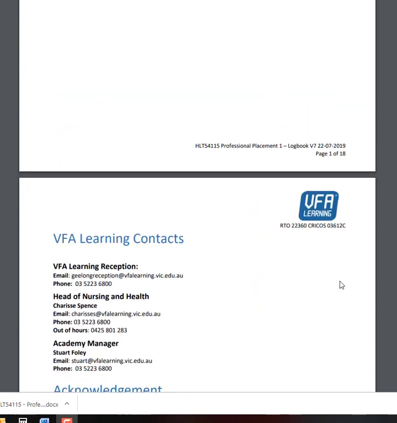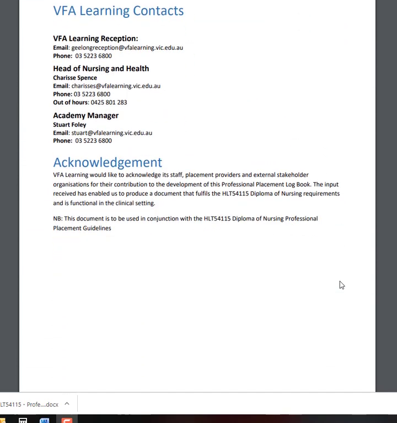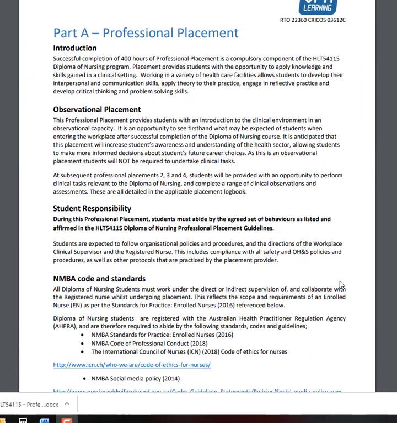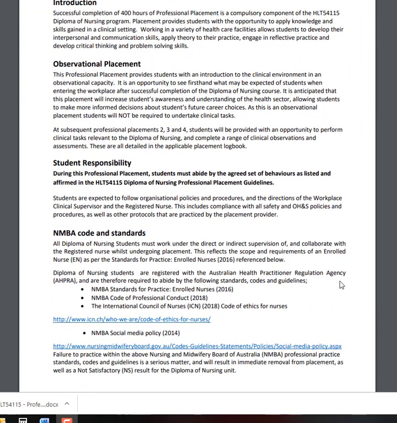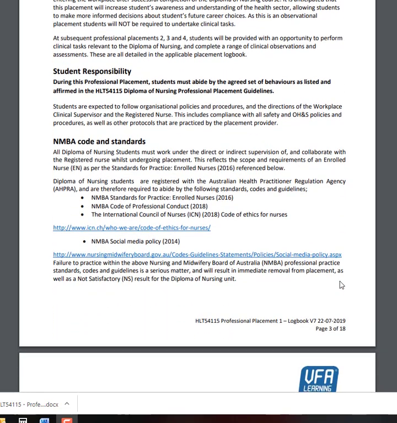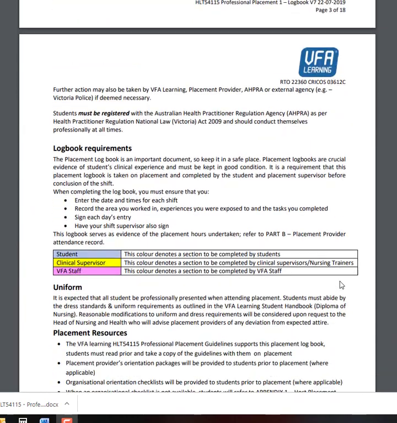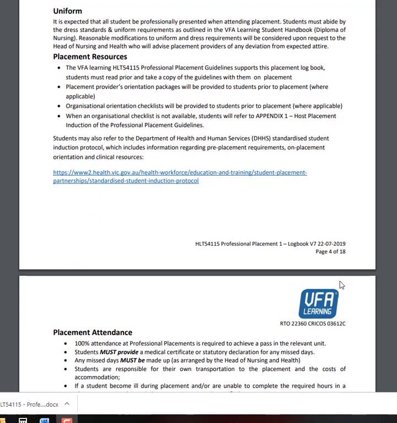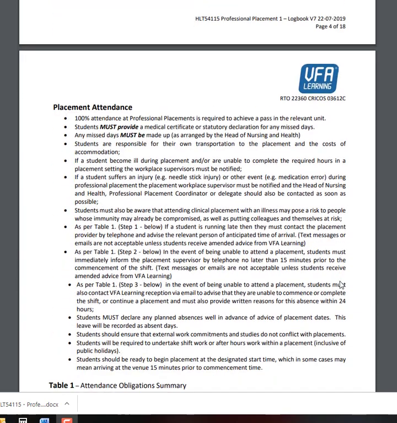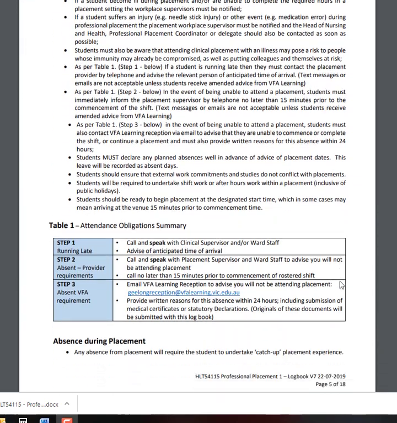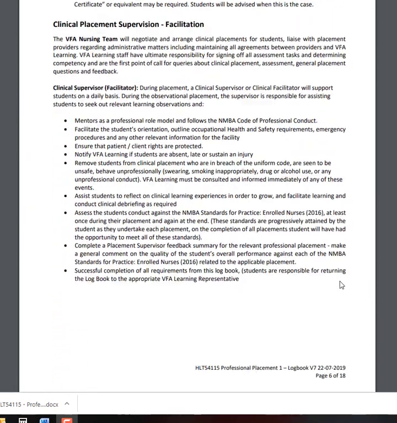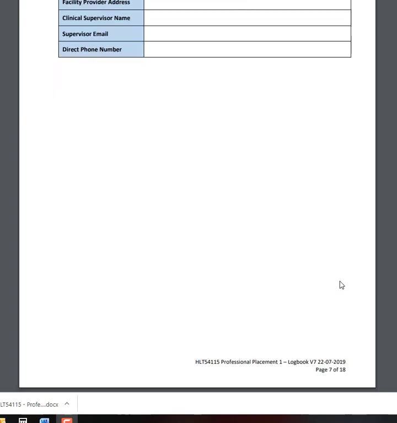As previously discussed, the contact details are on the second page. Part A is about what's expected and how long the placement goes for, codes of practice that you need to work within whilst you're on placement, as well as uniforms and resources available to you. There is some information about what to do if you're running late or if you're going to be absent, as explained in the previous video.